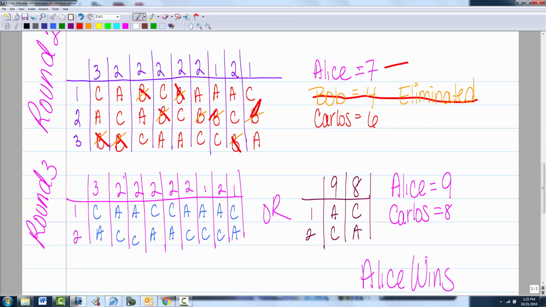So after you eliminate Bob, A moves up in this column. A just moves up. C gets two first place votes. How exciting. C moves up. C moves up. Nothing changed. A moves up, but doesn't change anything. Then you retally. 3, 4, 5, 6, 7, 8. Oh. 2, 4, 6, 8.